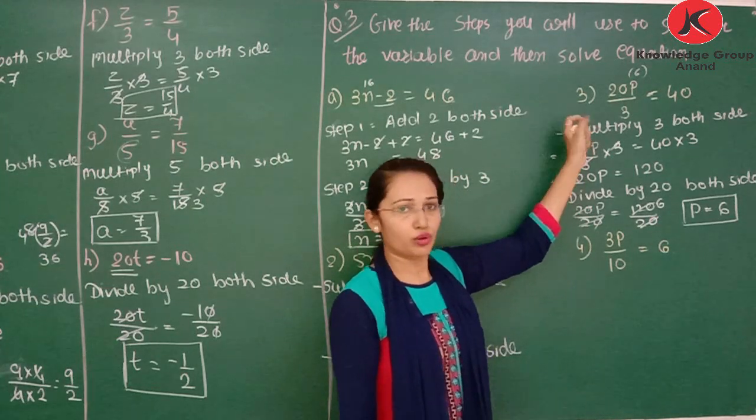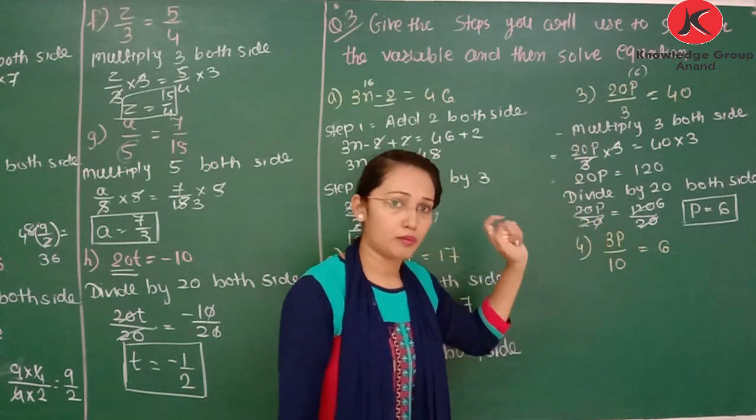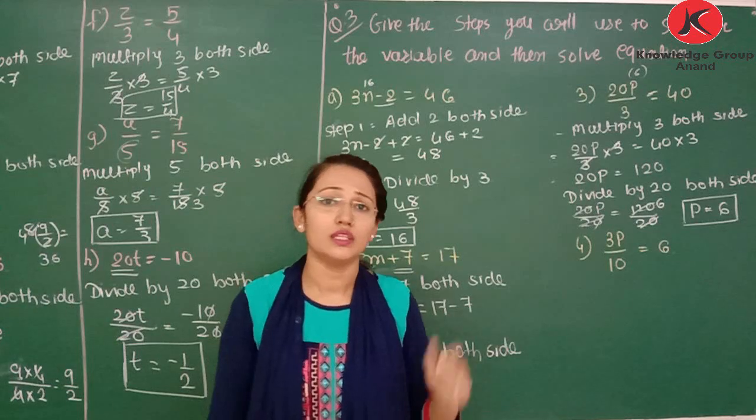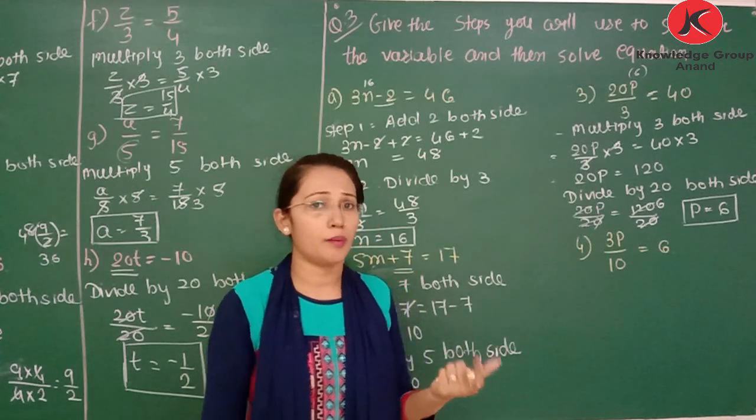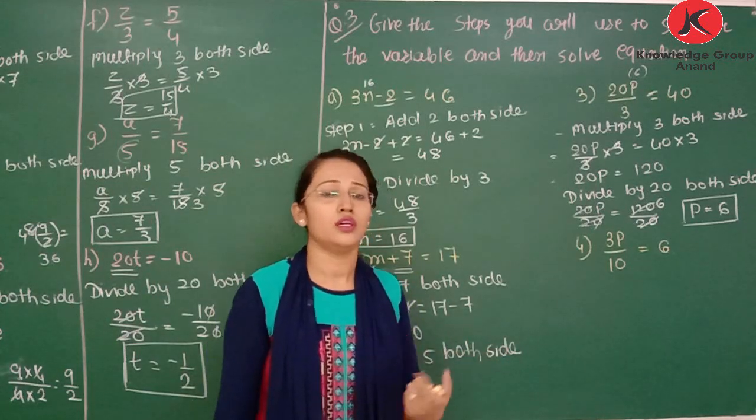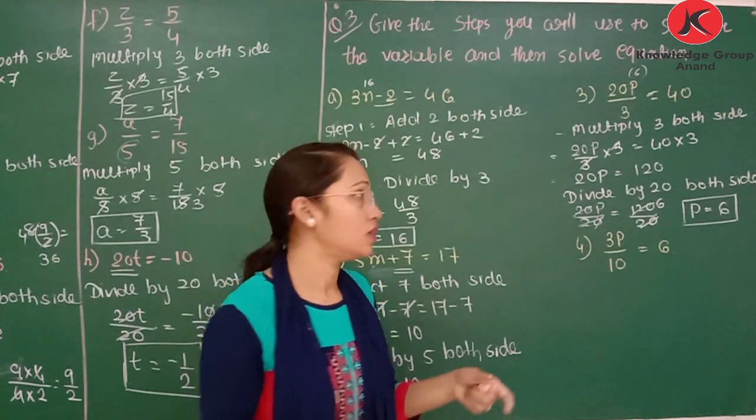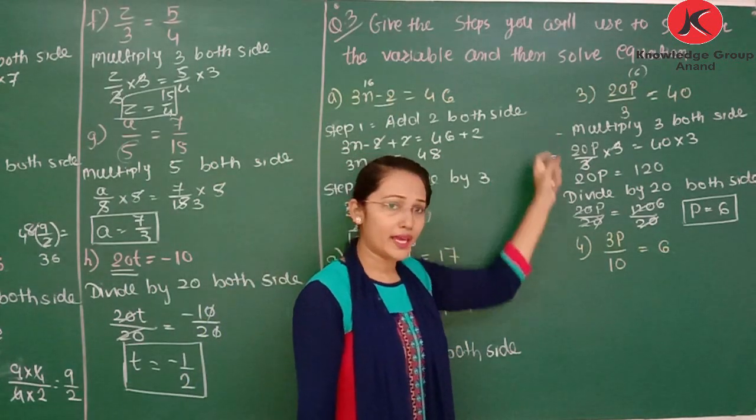Division and multiplication works either way, but when there are addition and multiplication, then you have to first remove the number that is in addition and then remove the number that is in a multiplication. But here you can apply any operation first.